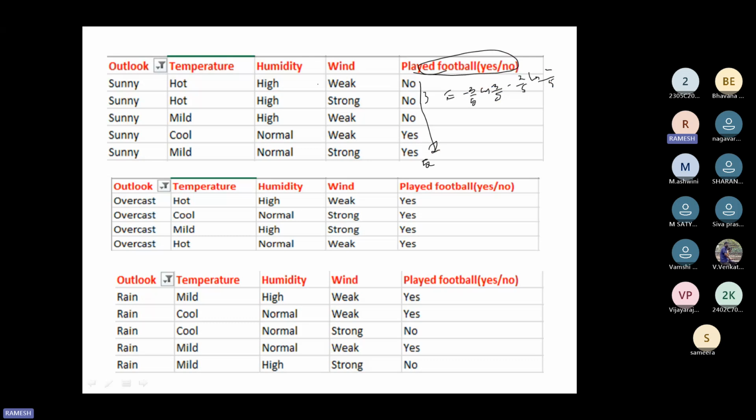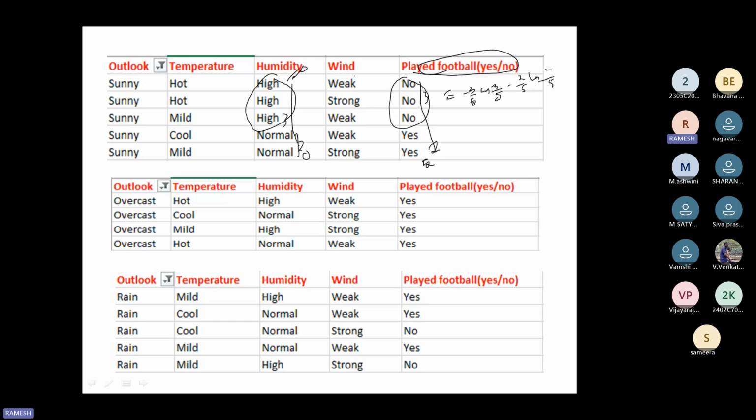Now the entropy of humidity. Totally 5 values are there, 3 high, 2 normal. When humidity is high, the answer is directly no, 100%. So here we get entropy as 0. And when it is normal, also 0.